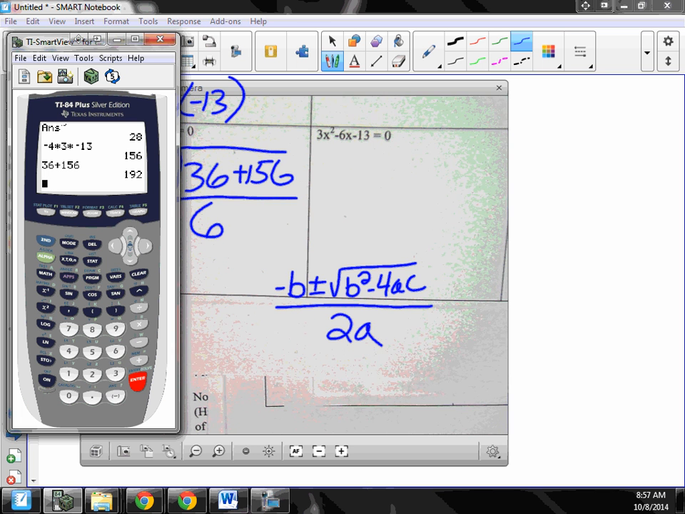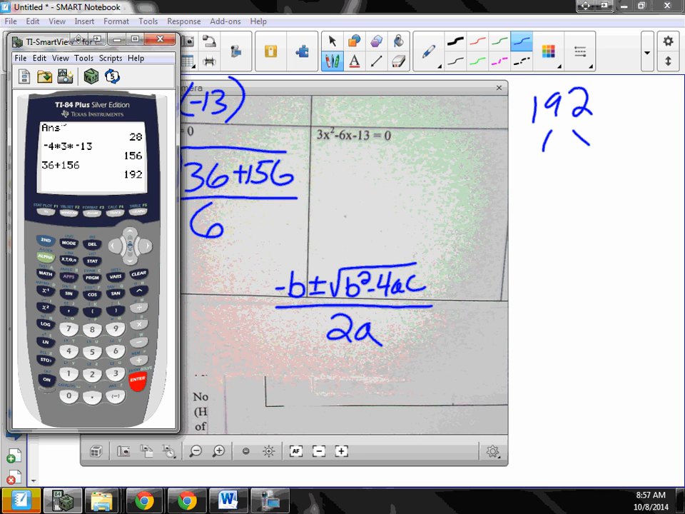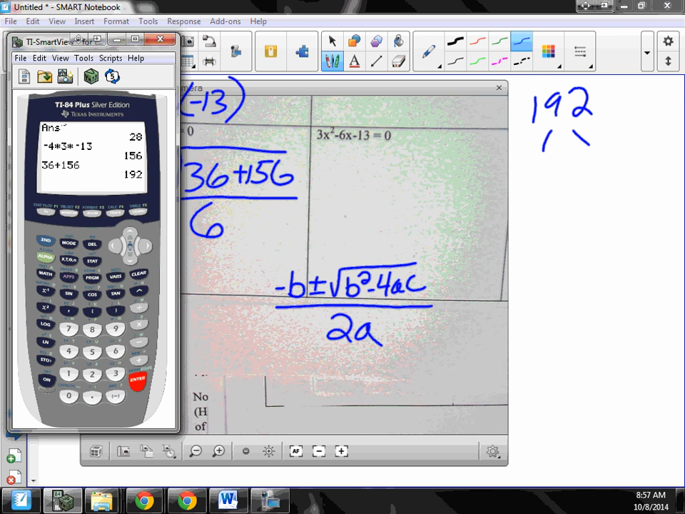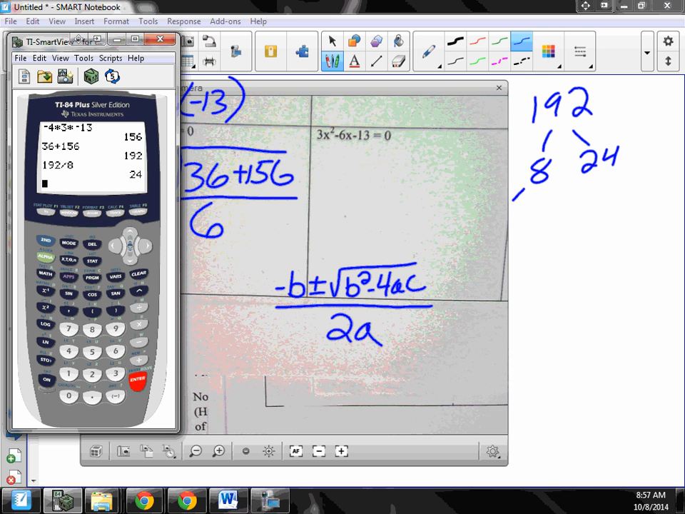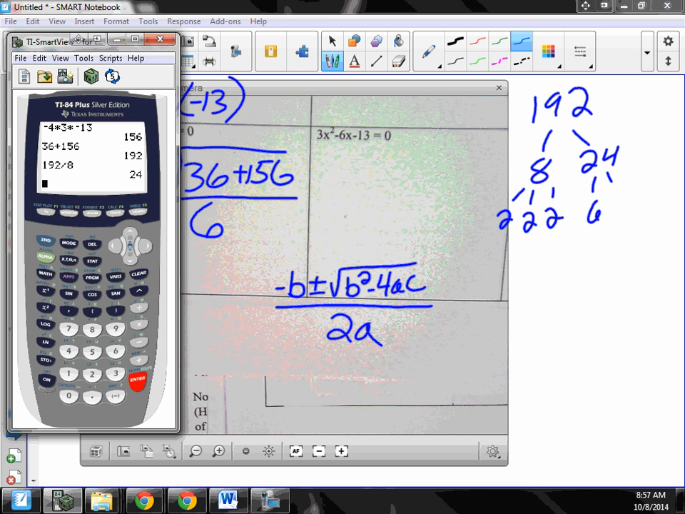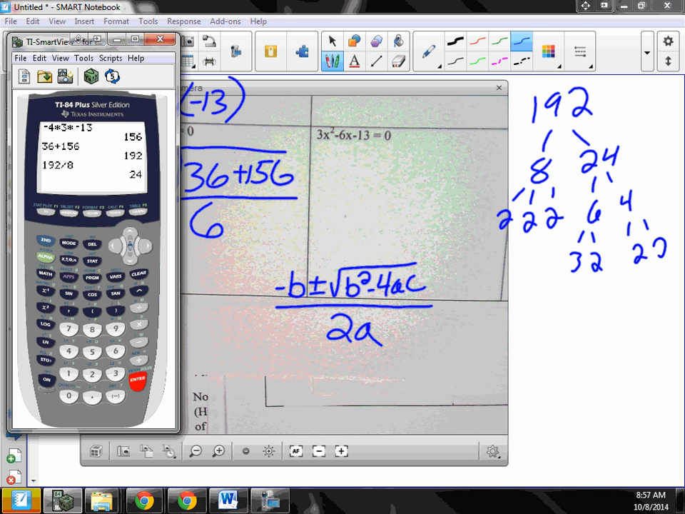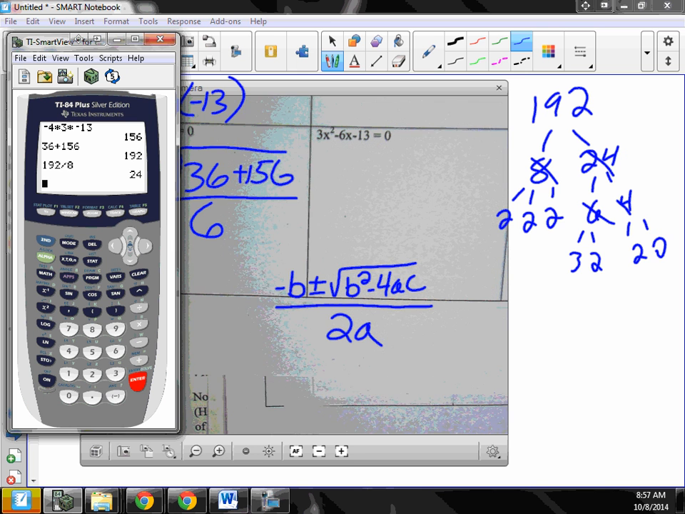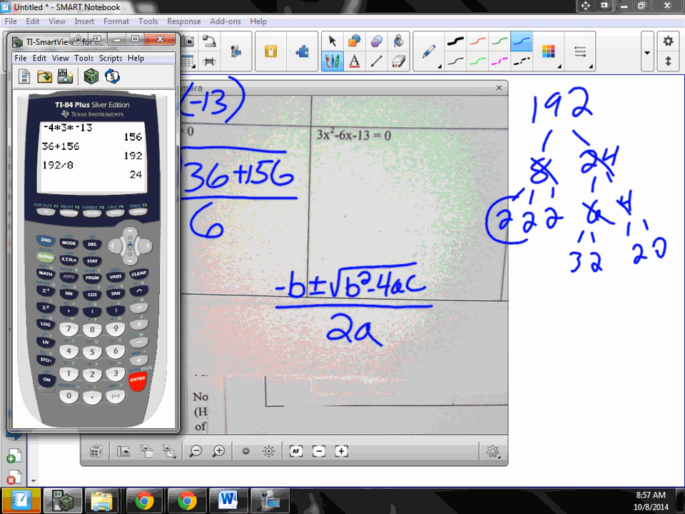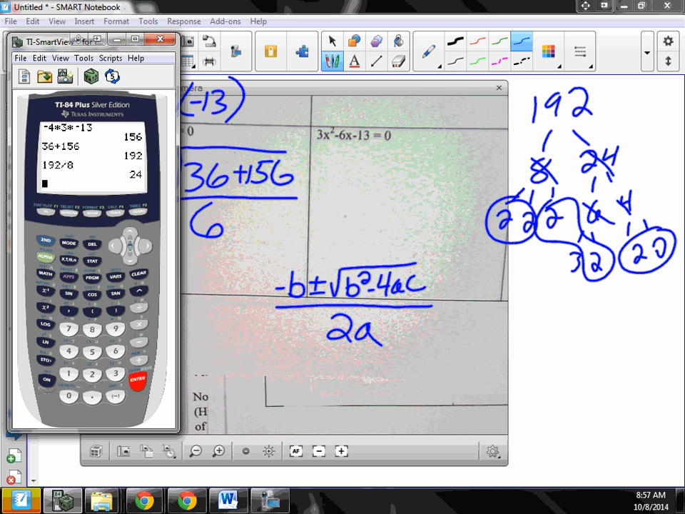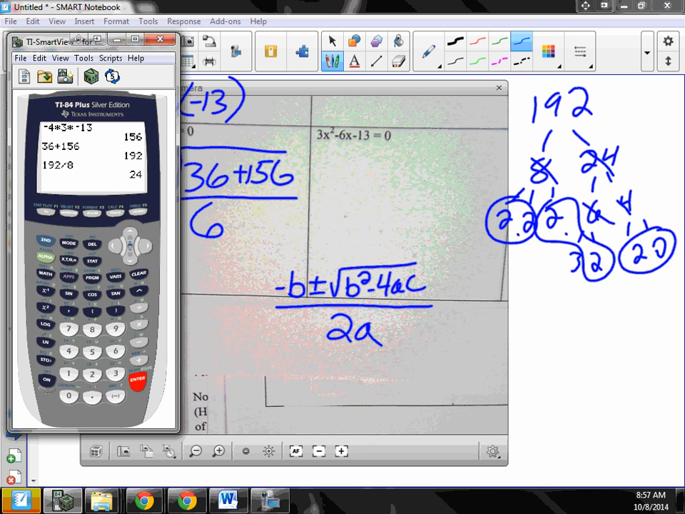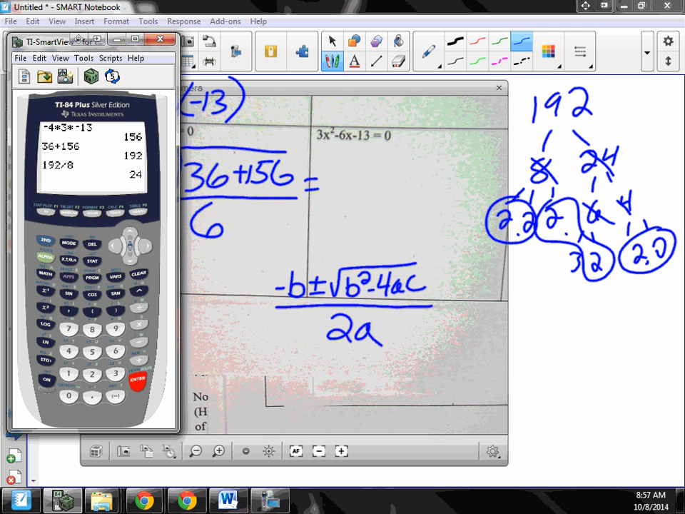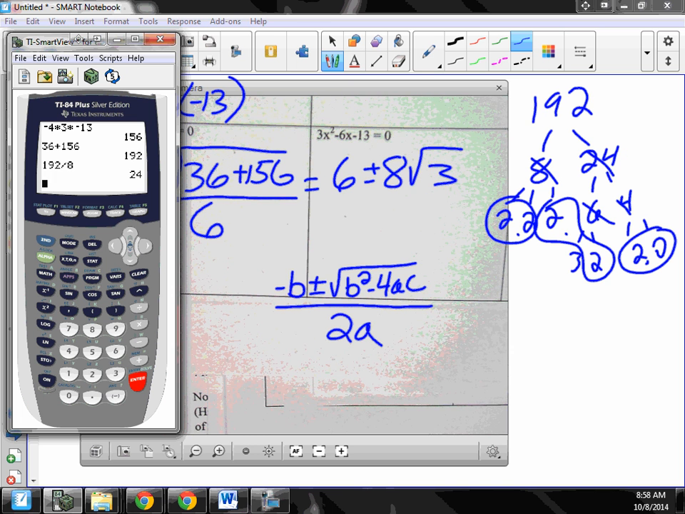So what we need to do is take 192 and factor it. What goes into 192? 4 would. So 192 divided by 8, you said? So 8 and 24, 2, 2, 2, 6 and 4, 3 and 2, 2 and 2. What can I pull out? 3 sets of 2. So on the outside, I'm going to get 2 times 2 times 2, 8. On the inside, I have 3. So this equals 6 plus or minus 8 root 3 over 6.